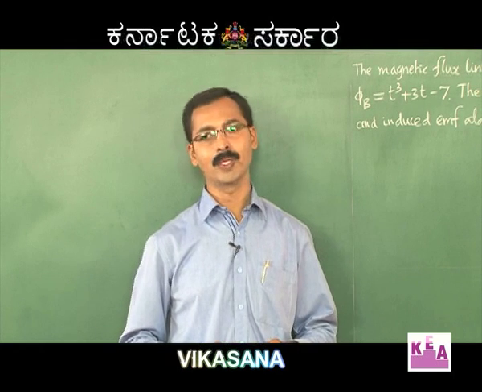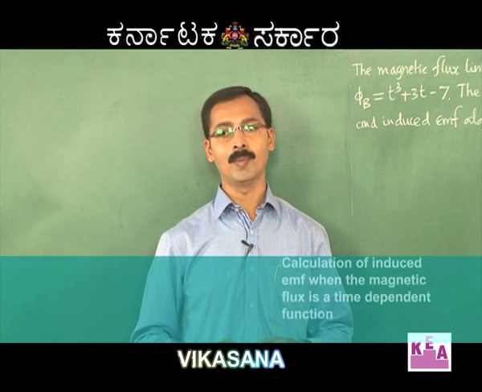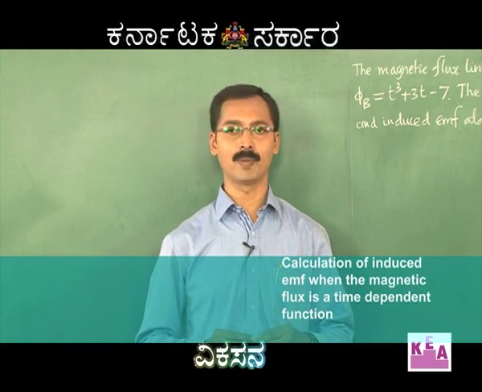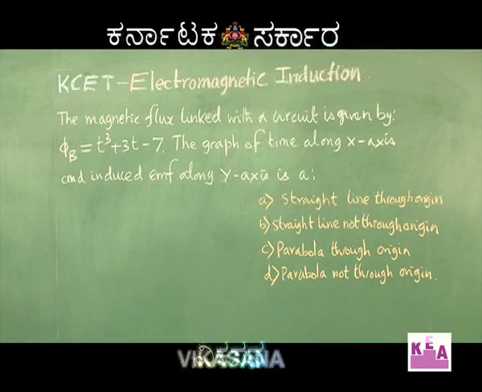In the last problem, we calculated the average EMF induced in a circuit using Faraday's law. But if you are given some time dependent function for magnetic flux, how do you find the instantaneous EMF? Let us see the next question. The magnetic flux linked with the circuit is given by phi b is equal to t cube plus 3t minus 7. If you plot a graph of time along x axis and induced EMF along the y axis, the graph is a straight line through the origin, straight line not through the origin, parabola through the origin, parabola not through the origin.